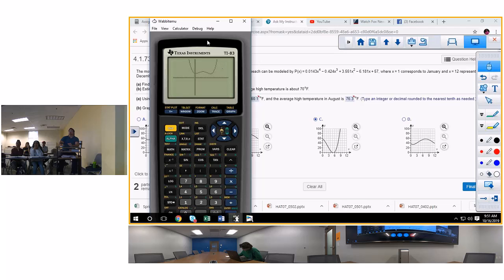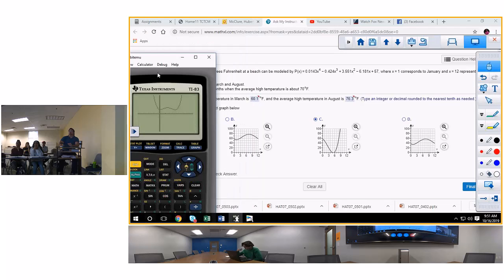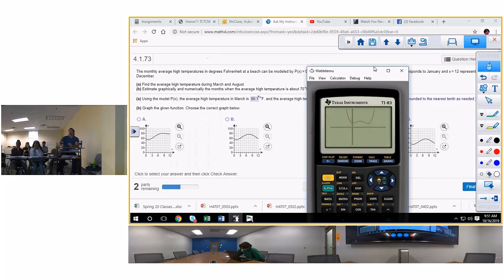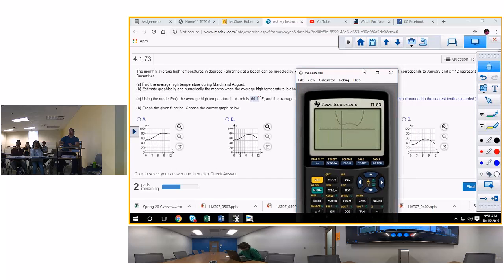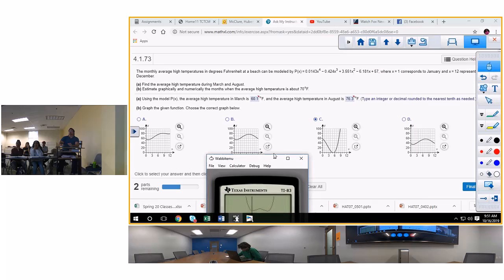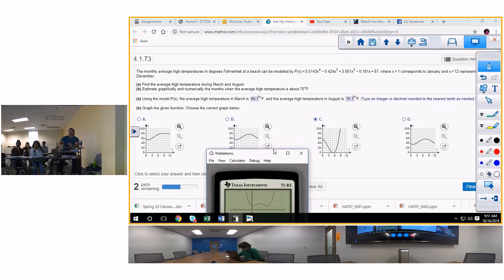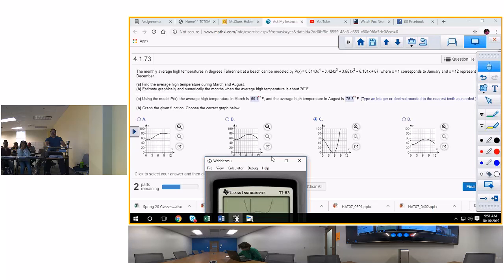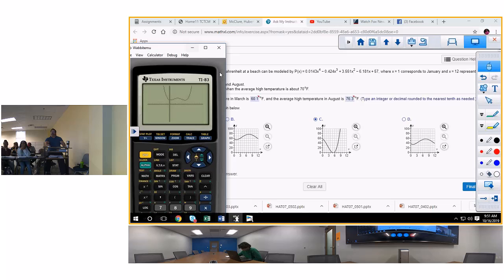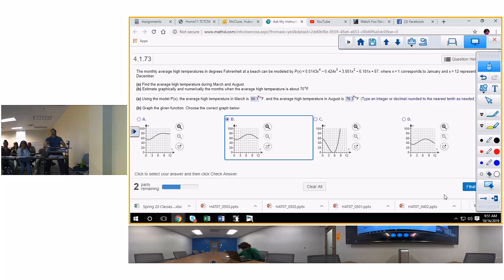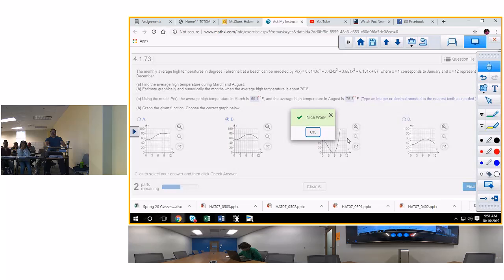Okay, so we know it looks like that. So which one is crossing and then going up? So B, it could be B or D. I'm going to go with B. It could be B or D. A. Okay.